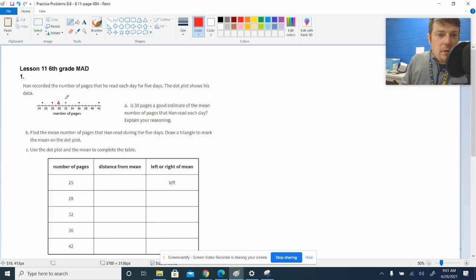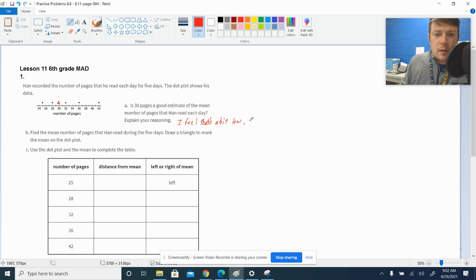And I don't know. I feel like it might be a little higher than that because you have a 42 up here, which is really going to bring you up. I mean, you got two numbers on the left of it and three numbers on the right. So I feel that's a bit low. Doesn't seem like the center. That's what I'm going to say for my reasoning.